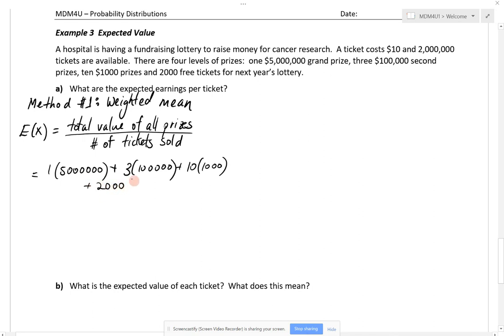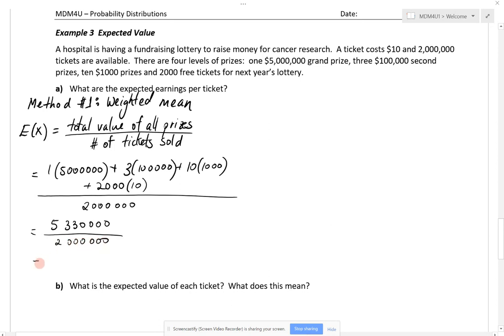2,000 free tickets, which cost $10 each. So 2,000 times 10. And we divide that by the 2 million tickets that are sold. So the numerator part, when I do all that math, I get 5,330,000. And divide that by 2 million. So the weighted mean, the expected value, is 2.665.